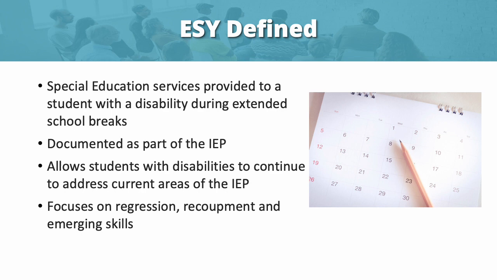In addition to the two criteria above, case law includes emerging skills, or when a student is on the brink of learning a new skill, in the analysis of eligibility for ESY. If a student is in a critical stage of learning a skill that could lead to a greater level of independence, and interruption of instruction would cause loss of the current level of skill development, ESY should be considered by the IEP team.